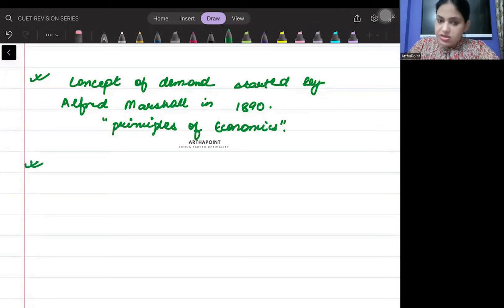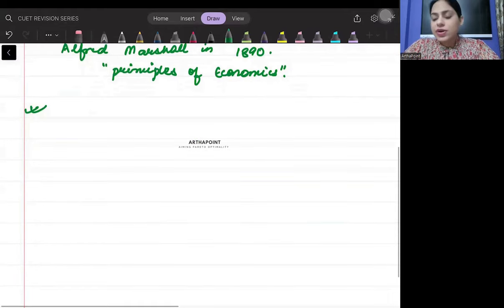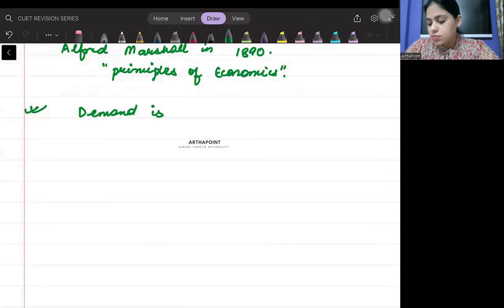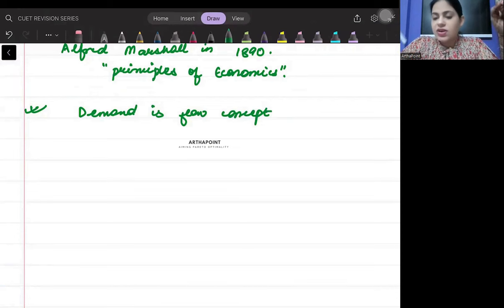right? Secondly, try to understand that demand is called a flow concept. So there are two types of concepts. One is called a flow concept and the other is known as a stock concept. When we talk about demand, demand is a flow concept.